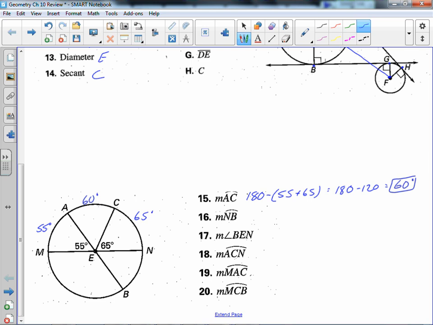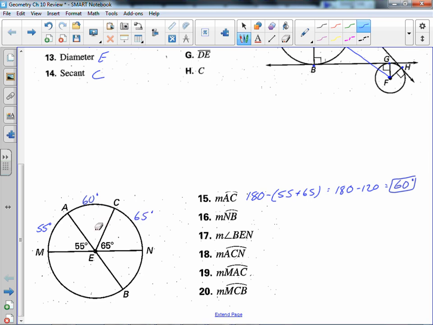So then 16, looking for arc NB, which is down here. Now there are two different ways we could look at this one. We could do it just like we did the last one. We can see that AB is a diameter, and so arc AC, arc CN, and arc NB all added together have to equal 180. So we do 180 minus 60 plus 65.